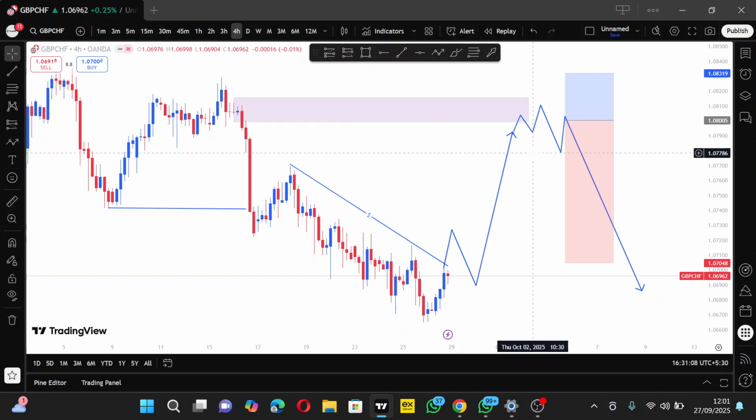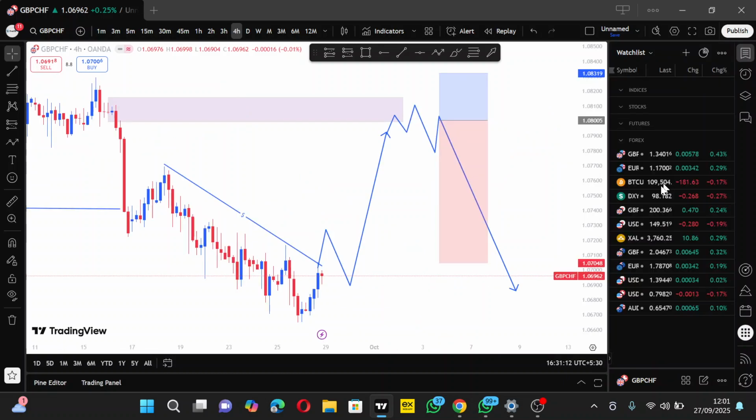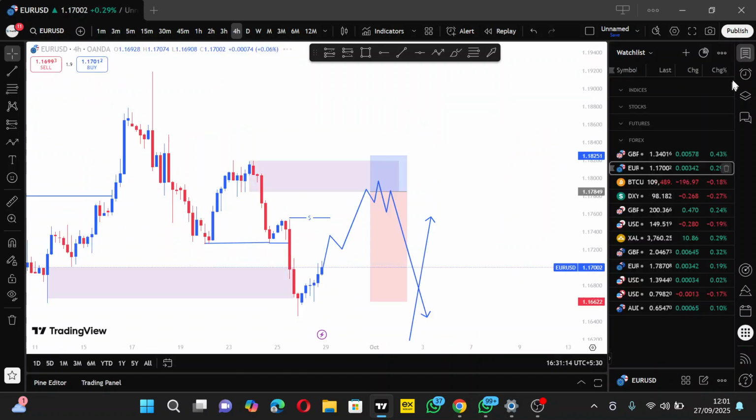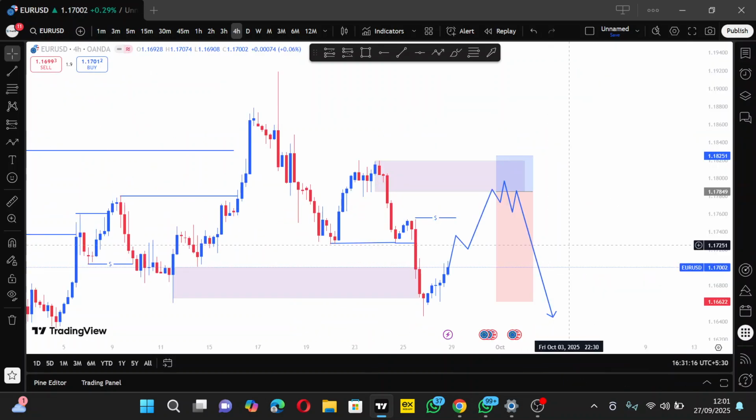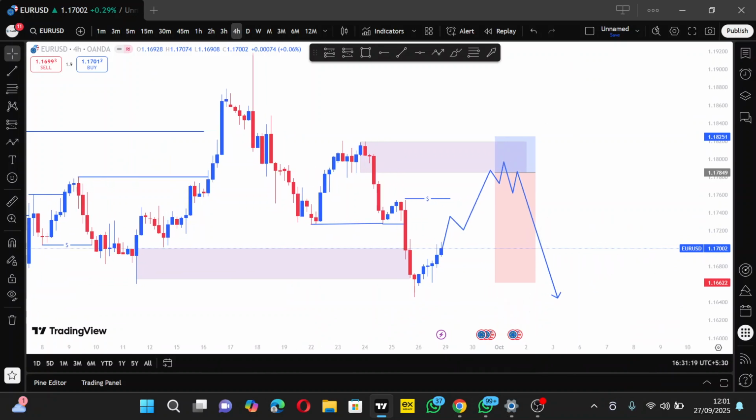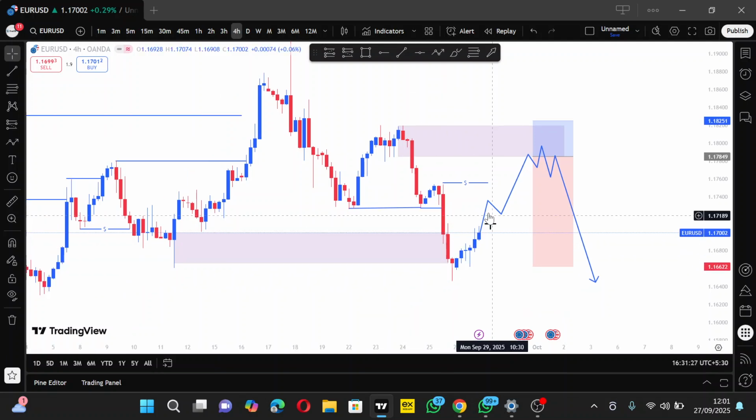Okay, so I'm off GBP. Let me go to Euro USD. So for Euro USD, this is what I'm expecting. These buyers are weak in this market. They are very, very weak. So buyers are not yet in control of this market for now. They're not in control. So if you look at it, there was one liquidity.